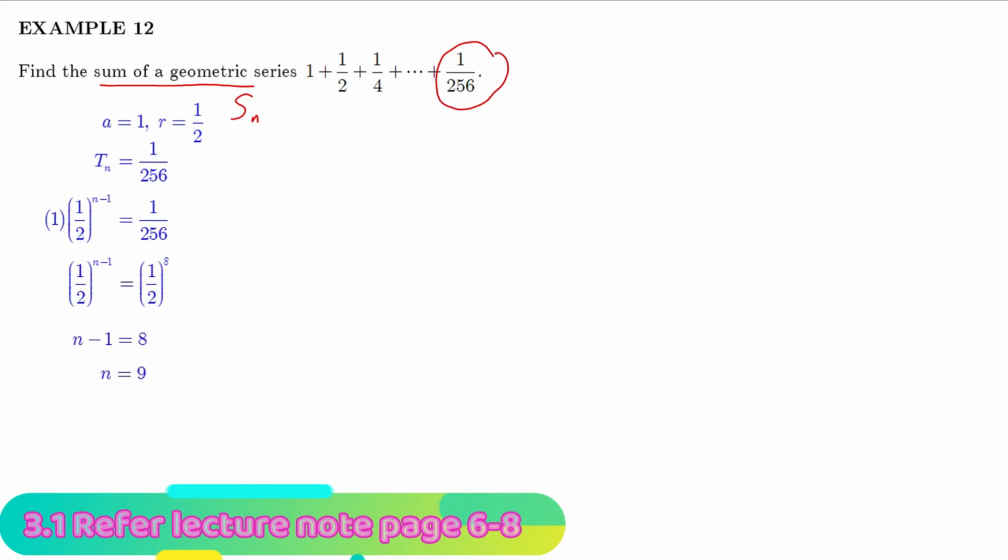Now we know that the last term is the 9th, then we can find the sum of the first 9 terms of this geometric series. And to do that, we have to use the formula for Sn for r less than 1, and substitute a, r, and n to get 511 over 256. And we're done.